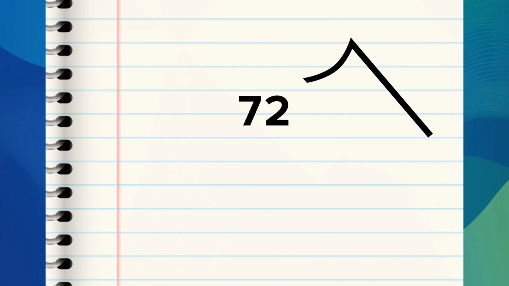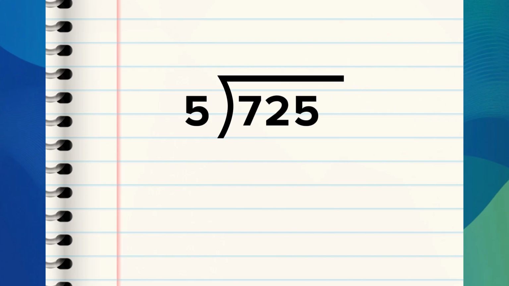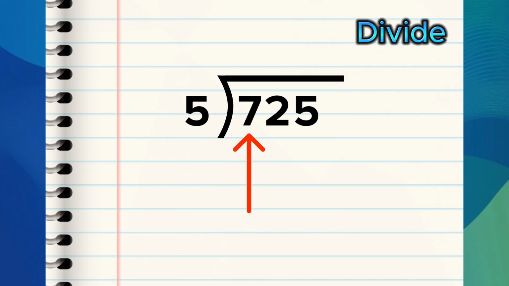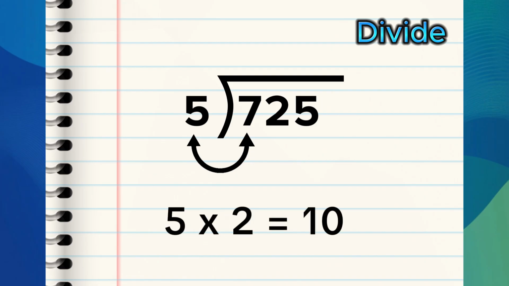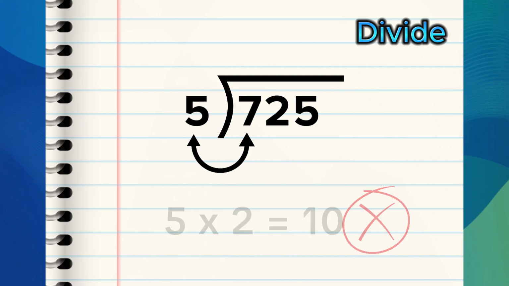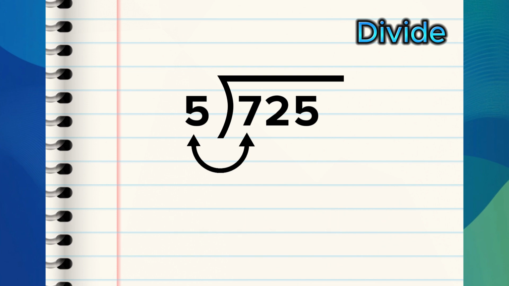Let's try another example. This time, let's divide a larger number. 725 divided by 5. First, we divide the first digit in our problem, the 7. How many times does 5 go into 7? Well, 5 times 1 is 5, so I know it can go in once. 5 times 2 is 10, but that's more than 7, so that doesn't work. So 5 goes into 7 just one time. I'll write a 1 over the 7.